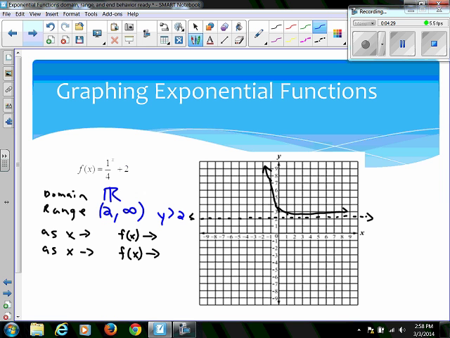On the left, x is going to negative infinity. The y's are going up to positive infinity. On the right-hand side, x is going to infinity. What are the y's doing? They're going down, getting really close to 2, but not touching.